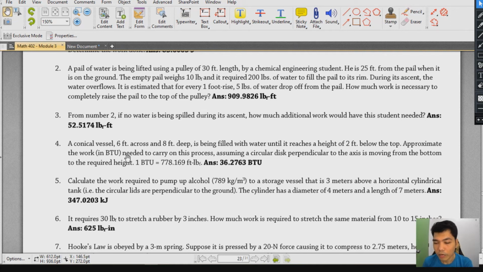I mean, we have to fill a certain container. So a conical vessel 6 feet across and 8 feet deep is being filled with water until it reaches a height of 2 feet below the top. Approximate the work in British thermal units needed to carry out this process, assuming a circular disc perpendicular to the axis is moving from the bottom to the required height. Take 1 British thermal unit as 778.169 feet pound force. So that's our conversion factor.